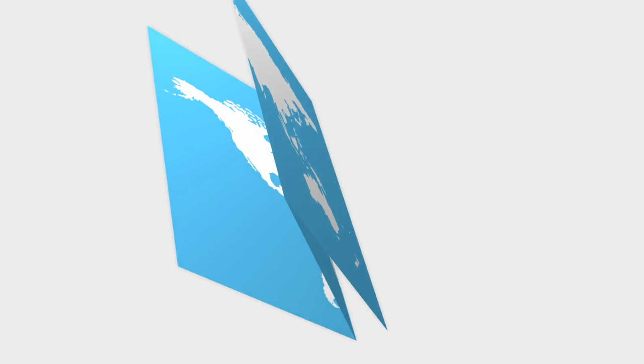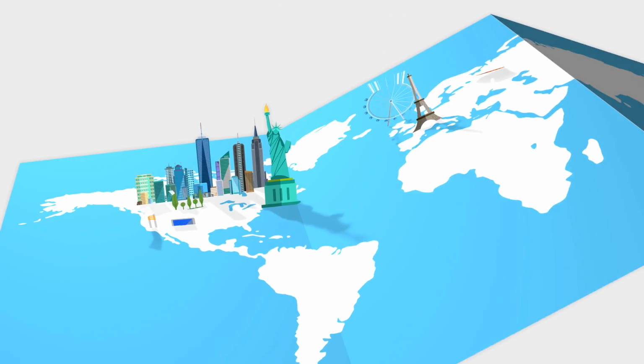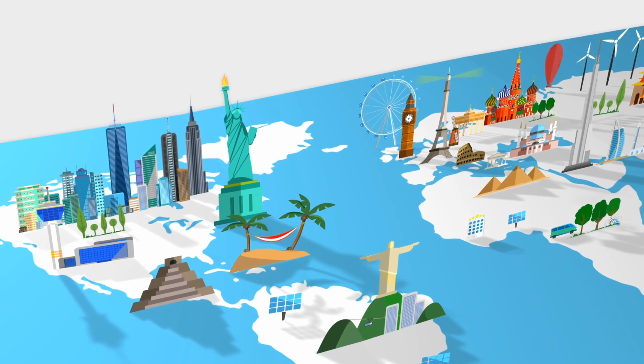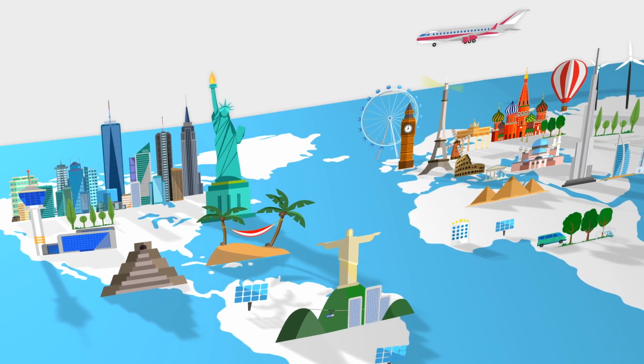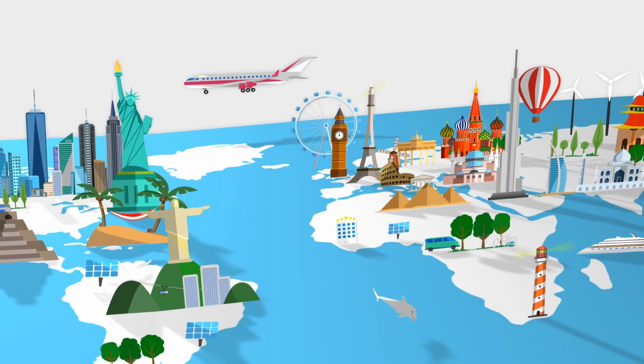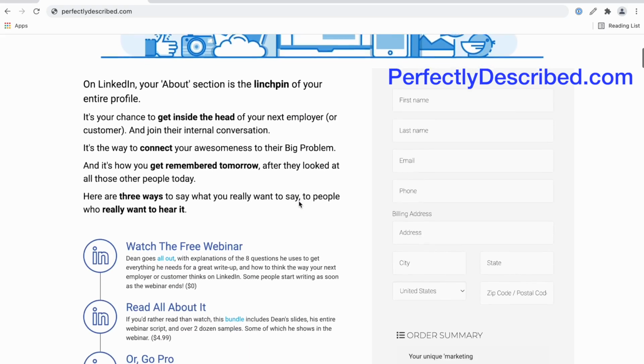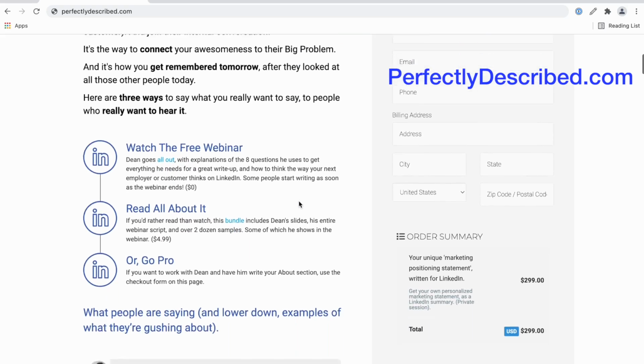Hey, I'm Dean. I'm a creativity expert, a marketing strategist, and most importantly for this video, I'm a professional copywriter. For all kinds of people and businesses on every continent except Antarctica and almost every day, I write somebody's LinkedIn About section over at perfectlydescribed.com. In fact, I can practically guarantee that I've written for people or companies you've heard of. In this video, I'm showing you the exact same formula that I use when I write for my clients. You've never seen anything like this.